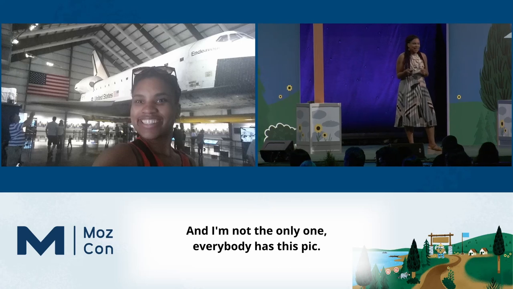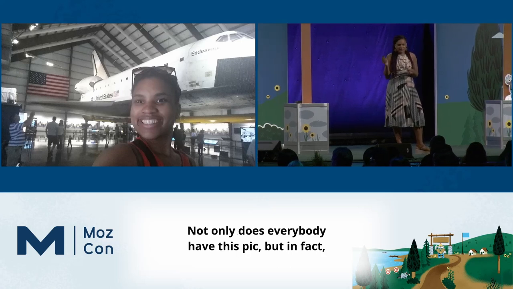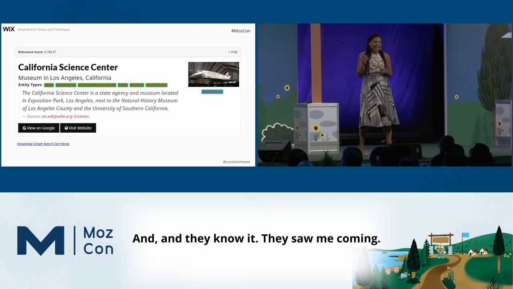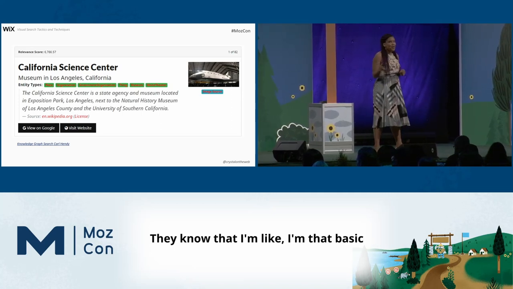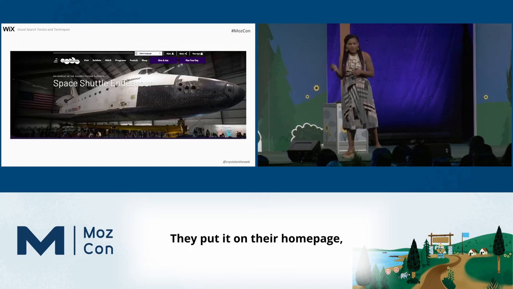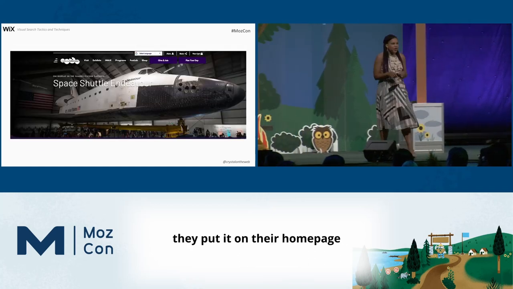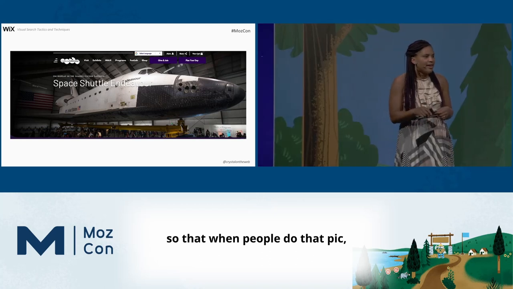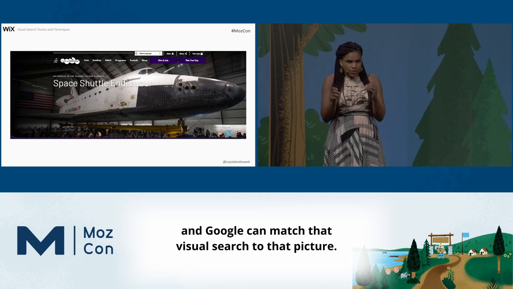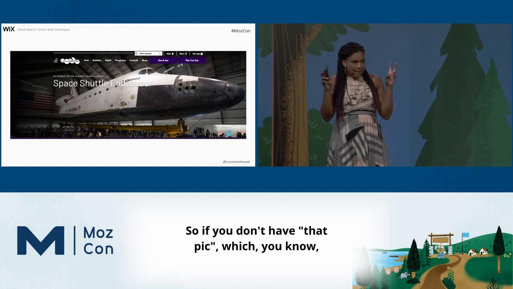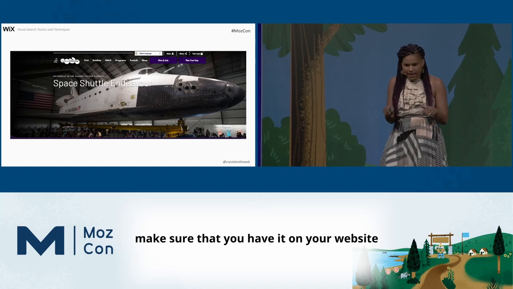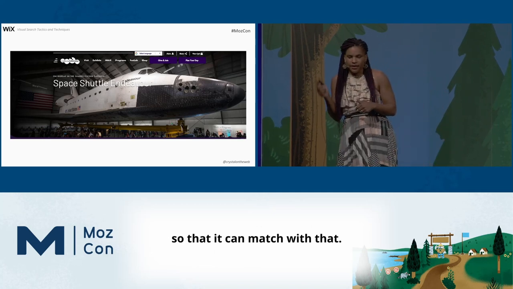Everybody has this pic. Not only does everybody have this pic, but in fact, it's in their knowledge graph. And they know it. They saw me coming. They know that I'm that basic where I'm just going to show up and get a picture with a spaceship. They put it on their homepage so that when people do that pic, they actually have it there and Google can match that visual search to that picture. So if you have that pic, which you may very well know what that is, make sure that you have it on your website so that it can match with that.